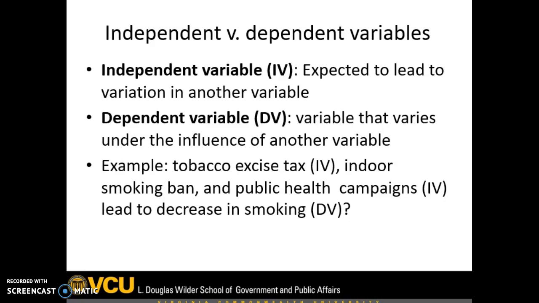For example, let's say that we're studying what interventions would be effective in decreasing the rate of smoking. Major interventions that have been implemented are increasing the tax rate on tobacco products, launching public health campaigns, and banning indoor smoking. So in this case, we have three independent variables. The first one is the tobacco excise taxes. The second one is indoor smoking ban. And the third one is other public health campaigns. The dependent variable in this scenario is the rate of smoking among the population.